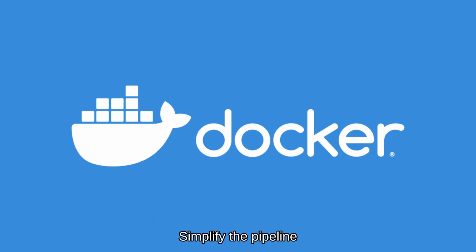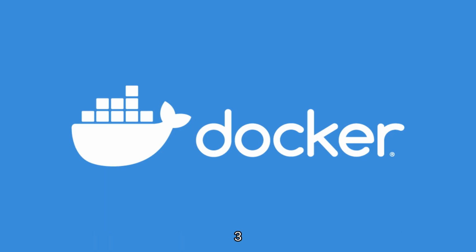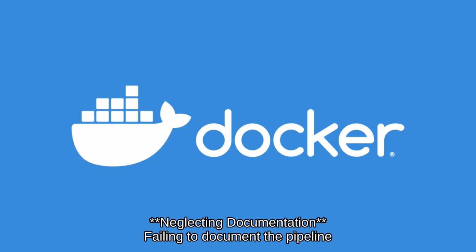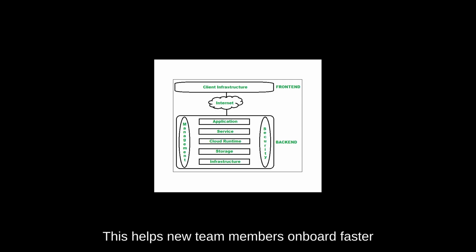2. Overcomplicated pipelines: adding unnecessary steps in your pipeline. Simplify the pipeline. Aim for a clear structure that only includes essential steps. 3. Neglecting documentation: failing to document the pipeline. Maintain clear documentation on how to troubleshoot and manage the pipeline. This helps new team members onboard faster.